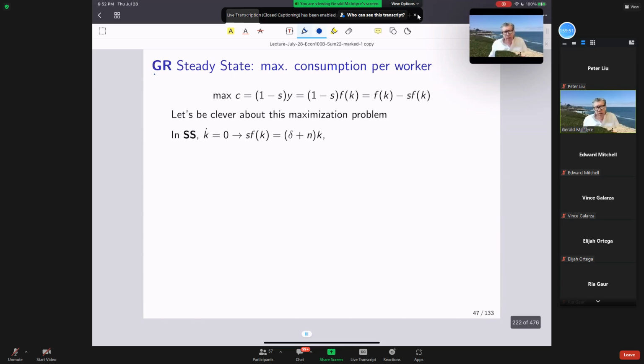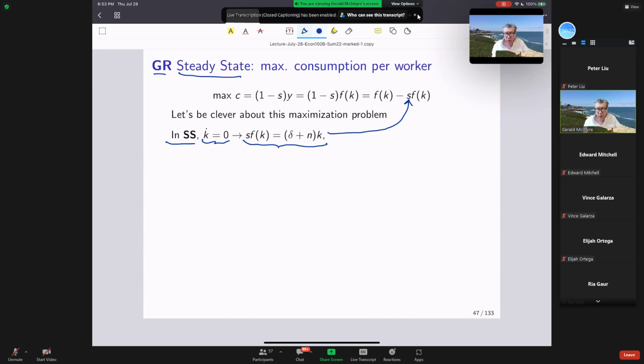We know that the golden rule is a special steady state. And we know something about all steady states. In all steady states, K dot is equal to 0. In all steady states, savings is equal to break-even investment. That's the definition of a steady state. K dot is equal to 0. And that allows us to put this last expression into the maximization problem. And that makes the maximization problem much easier.